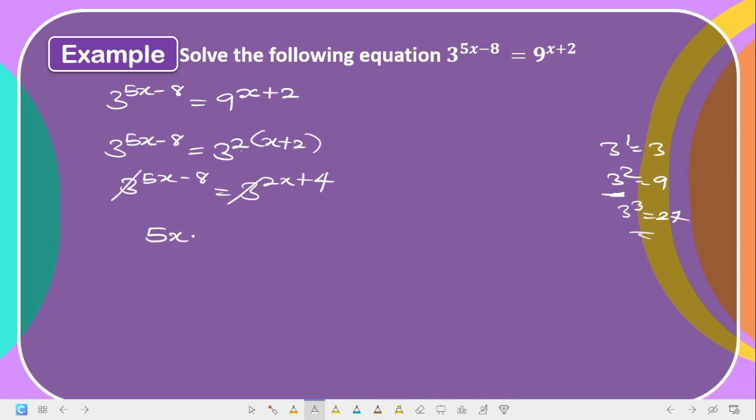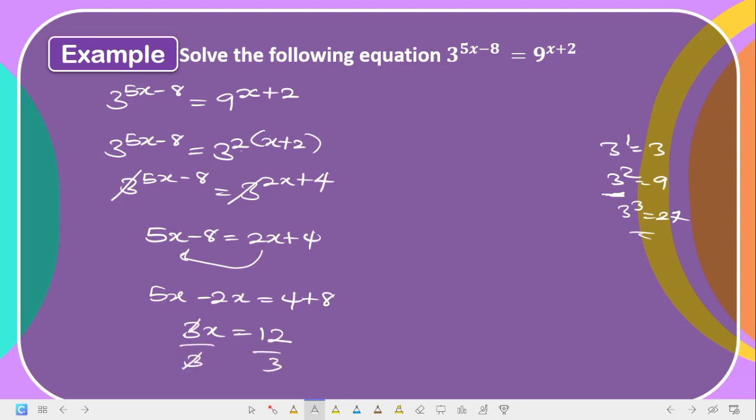So this gives us 5x minus 8 is equals to 2x plus 4. We can collect like terms. Let 2x come here. So what are we going to have? 5x minus 2x is equal to 4 plus 8. 5x minus 2x is 3x. 4 plus 8 is 12. So divide both sides by 3. If this cancels this, your x will be equals to 12 divided by 3, which is 4. And that is the solution.